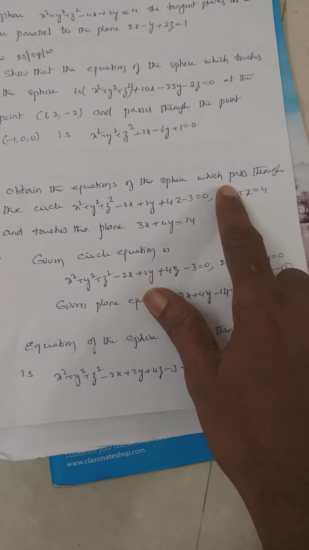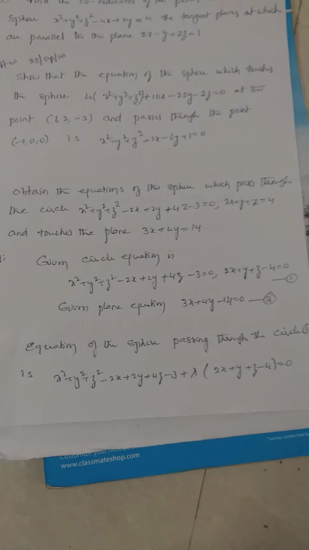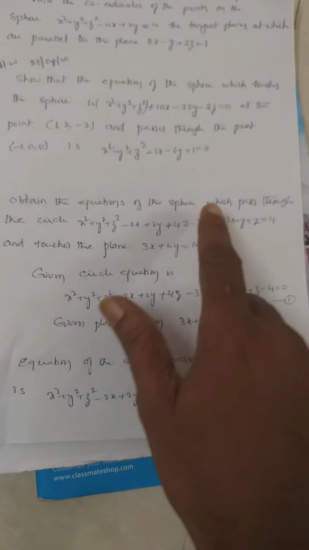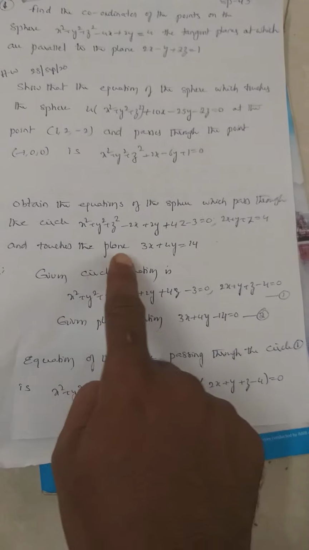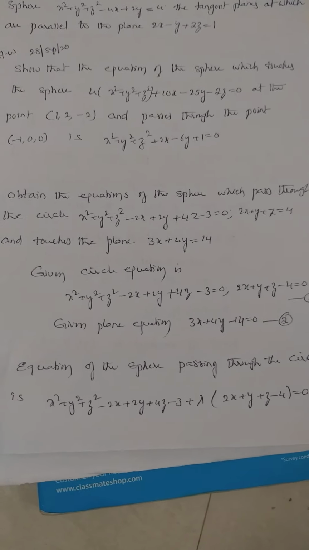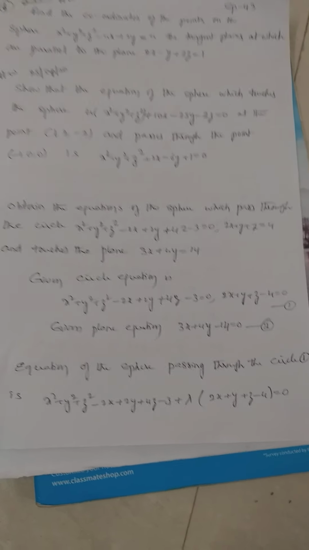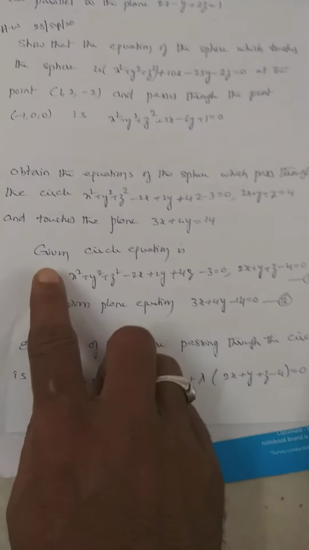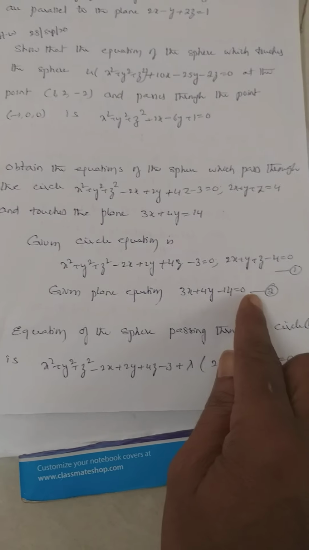Next one, obtain the equations of the sphere which pass through the circle and touch the plane. Touches the plane. Once again read the question. Obtain the equations of the sphere which passes through the circle and touches the plane. Now there are two parts. Here the circle equation is given to you. Sir, what is the circle equation? Circle equation means sphere equation, comma, plane equation, right? See here, the given circle equation is this one, the given plane equation is this one.